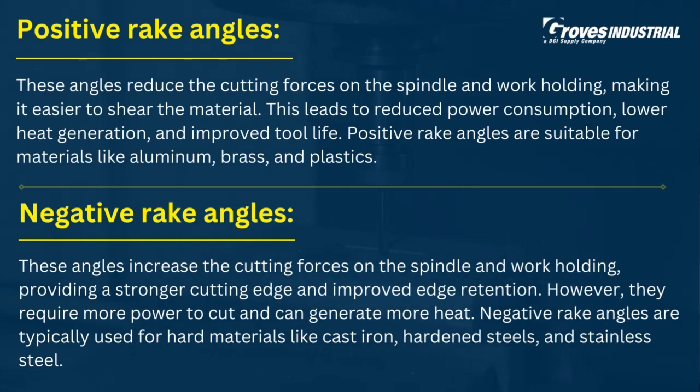Negative rake angles. These angles increase the cutting forces on the spindle and work holding, providing a stronger cutting edge and improved edge retention. However, they require more power to cut and can generate more heat. Negative rake angles are typically used for hard materials like cast iron, hardened steels, and stainless steel.